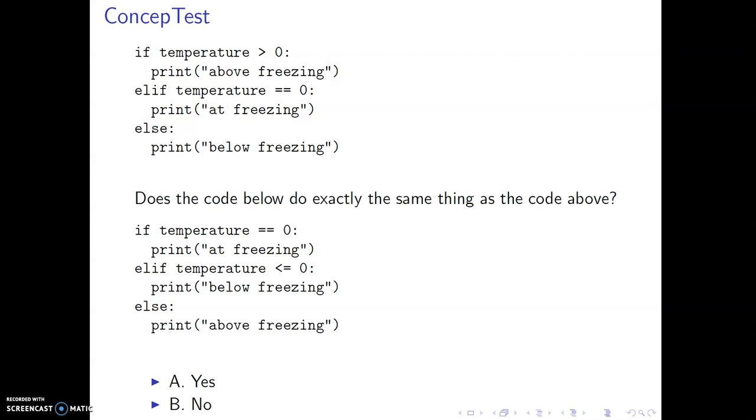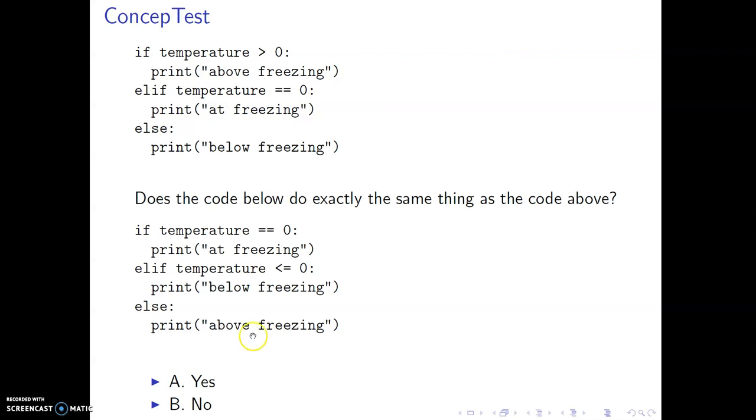Okay, again, would this do the same thing? Notice what's changed is the order of our conditional statements. First we test for perfect equality to 0, at freezing. Then we move on to our else if temperature less than or equal to 0, below freezing. But why do we have that equality? And is that going to affect anything? Think to yourself. And then else above. So is that going to be the same? Think about a positive case, a 0 case, a negative case.